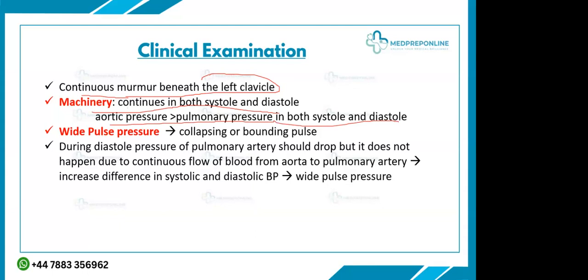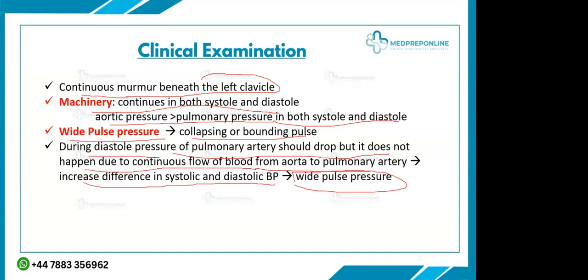What else will you see? There will be a wide pulse pressure, that is, collapsing or bounding pulses. What happens here during diastole? The pressure of the pulmonary artery should drop, but it does not happen due to the continuous flow of blood from the aorta to the pulmonary artery. So there is an increased difference in the systolic and the diastolic BP. That will be the wide pulse pressure. What does that mean? Wide pulse pressure is basically the difference of the systolic pressure and the diastolic pressure.